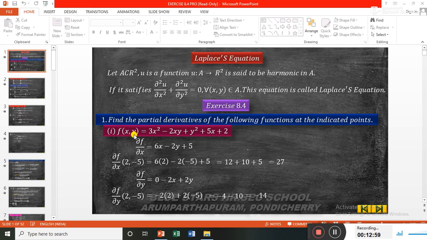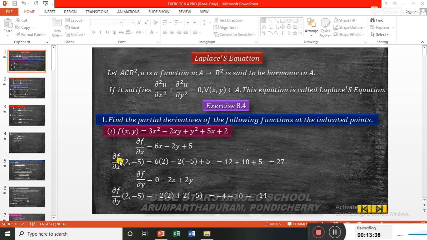Now I partially differentiate with respect to x. So dou f by dou x equals: I differentiate 3x square, so 3 into the differentiation of x square, which is 2x, so 6x. Minus 2y, where y is a constant, and the differentiation of x is 1, so minus 2y. The differentiation of y square is 0 because without an x term, we treat it as a constant, and the differentiation of a constant is 0. Next term, plus 5 into the differentiation of x, which is 1, so plus 5. Therefore dou f by dou x equals 6x minus 2y plus 5.